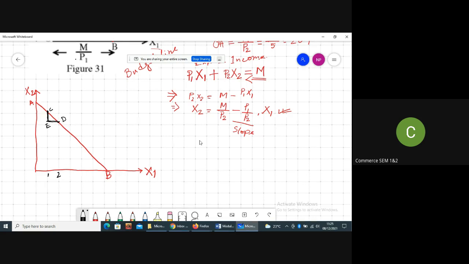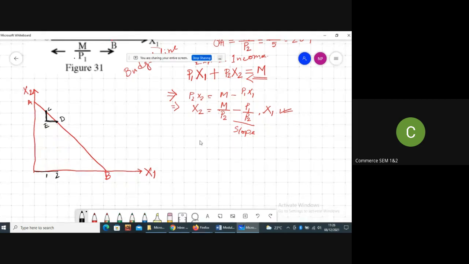Now I'm saying that if you want to move from point C to point D, point C means this much amount of x1 and this much amount of x2, whereas point D means this much amount of x1 and this much amount of x2. So when you are trying to get one more additional unit of x1, you need to sacrifice this much amount of x2, CE amount of x2. Is that understood? Yes sir.